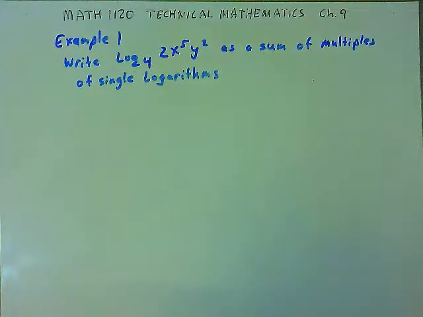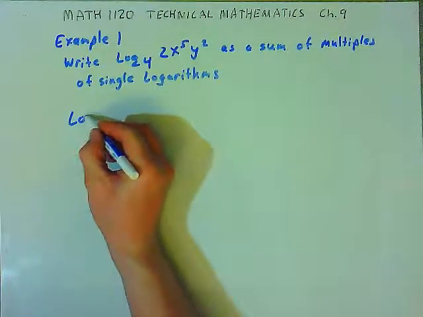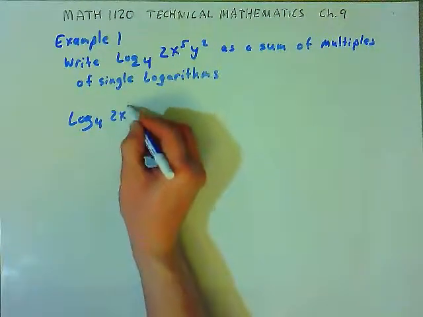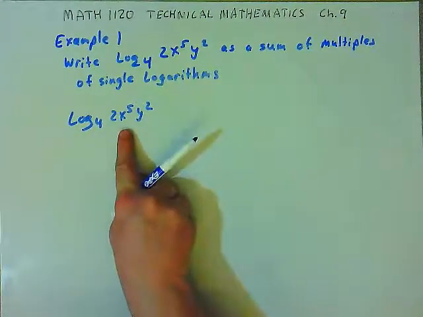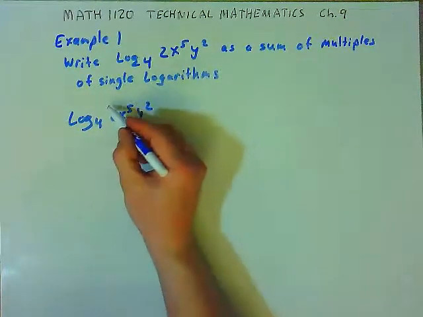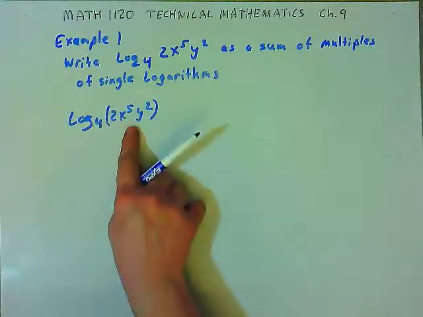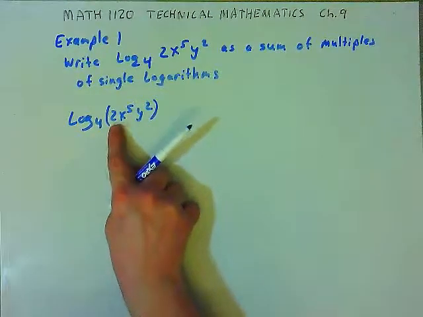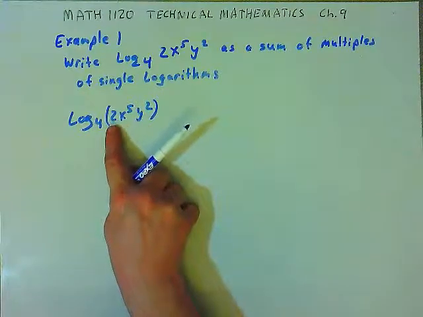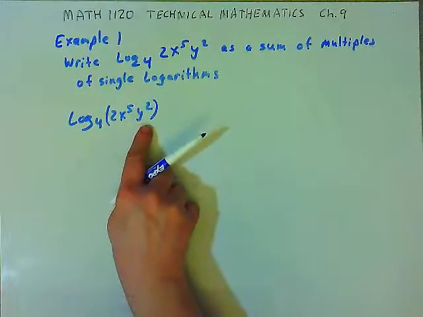This is example 1. It says, write log base 4 of 2x to the 5th y squared as a sum of multiples of single logarithms. Basically, they want us to apply the rules of logarithms that we just discussed. When you look at this logarithm, log base 4 of 2x to the 5th y squared, notice that the argument of the logarithm, what we're taking the log of, involves multiplication. This is 2 times x to the 5th times y squared.